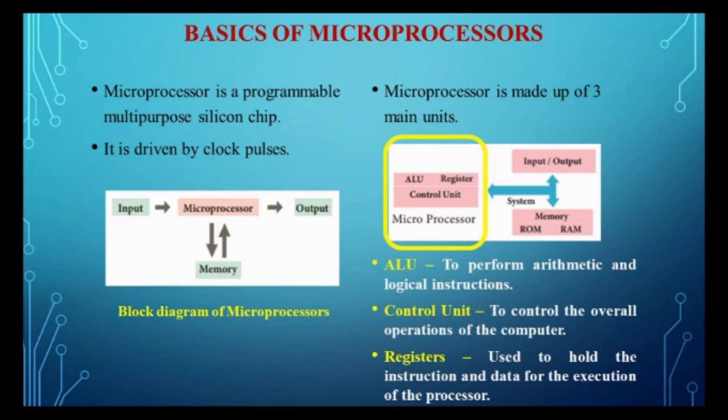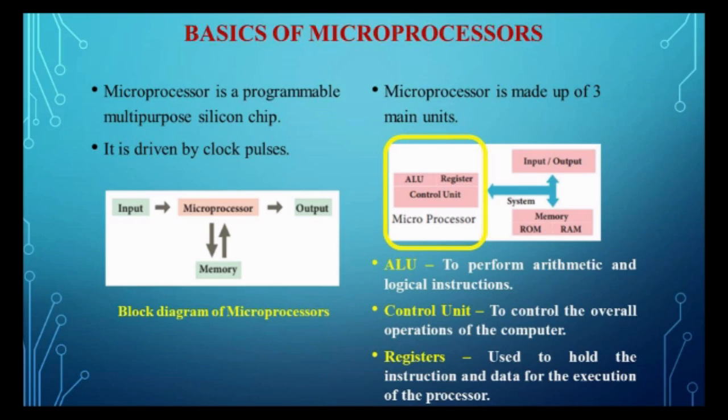A microprocessor is mainly made up of three main units, which we have discussed in chapter 1 already: ALU, the arithmetic logic unit, the control unit and registers. Here the register is also called memory. Next, the microprocessor is able to communicate with the memory unit, that is ROM, read-only memory, and RAM, random access memory, and also with the input-output devices with the help of the system bus.